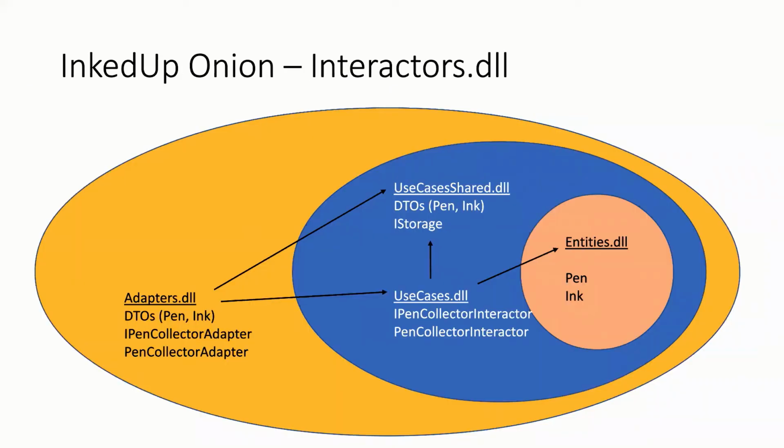So now our inked up onion looks like this. We've got an adapters .NET Standard library, a component that has our DTOs and the pen collector adapter in, and that wraps the use cases. You can see it is dependent on the use cases shared component and the use cases component. We still didn't need to segregate that out at this point, but it will become apparent later why I went back and split it out, and I'll show you why. Again, all the dependencies are pointing inwards, from the outside inwards, and nothing is being exposed from inner layers to outer layers.